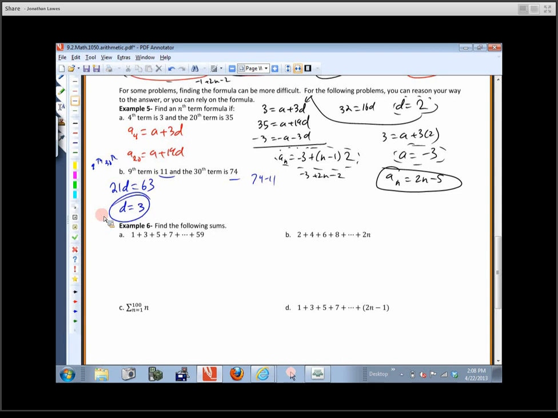3. Okay, now watch. The 9th one is the first one plus 8 common differences. The 30th one is the first one plus 29 common differences. So if we solved it the same way we did above, you'd have 11 equals a plus 8d. You'd have 74 equals a plus 29d. So if I do that little elimination technique again, I get 63 over here, and I get 21d over here.